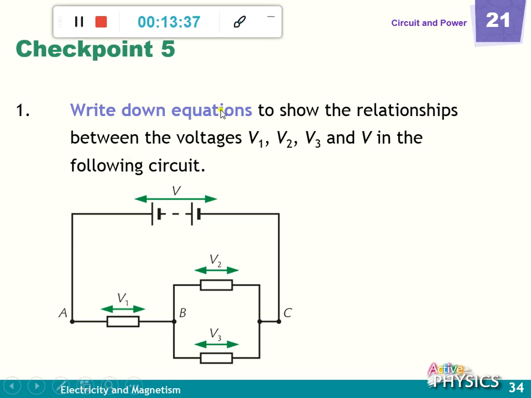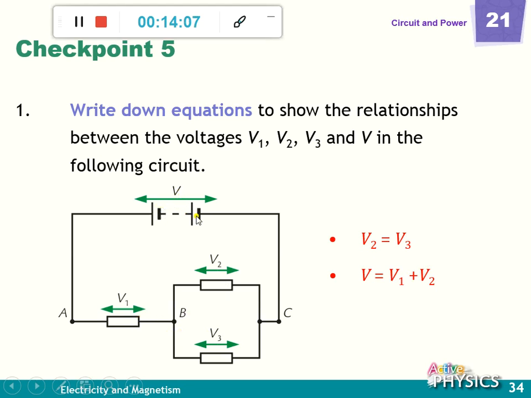Write down an equation to show the relationship between V1 up to V. What is it? Because from B to C, you can see 2 branches, 兩個分支. And we know that for the branches, the potential of them should be the same. It means that V1 and V3 should be the same. Okay? And this part is the same. And how about V? V will be the EMF.